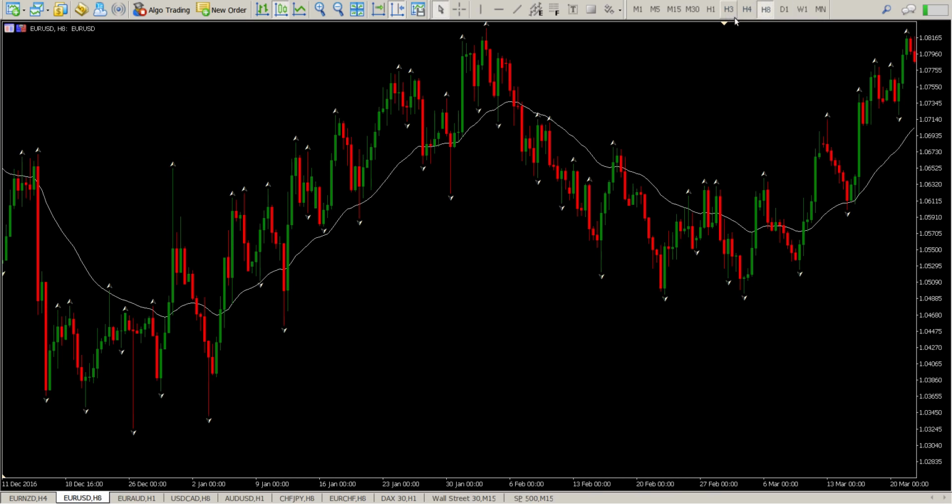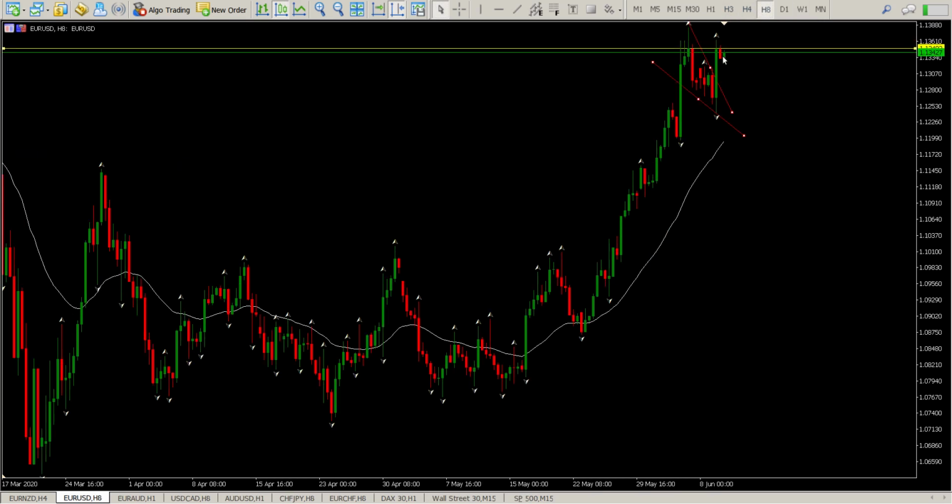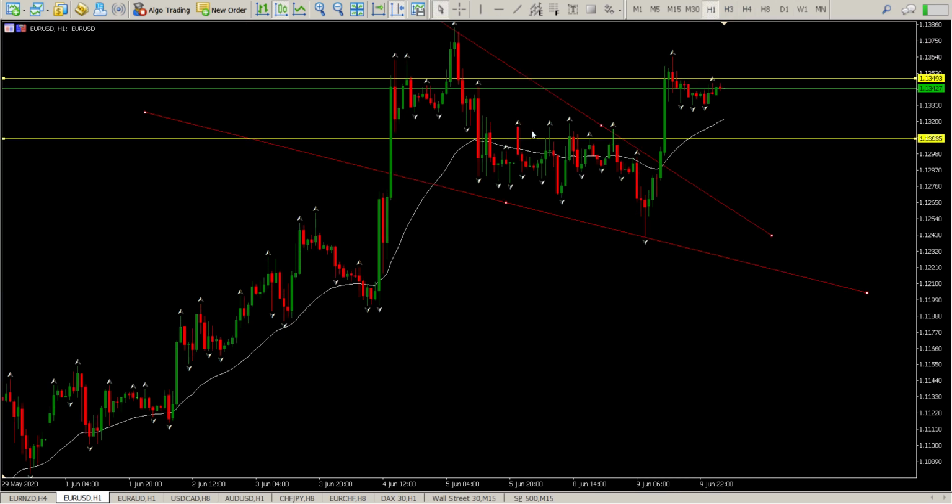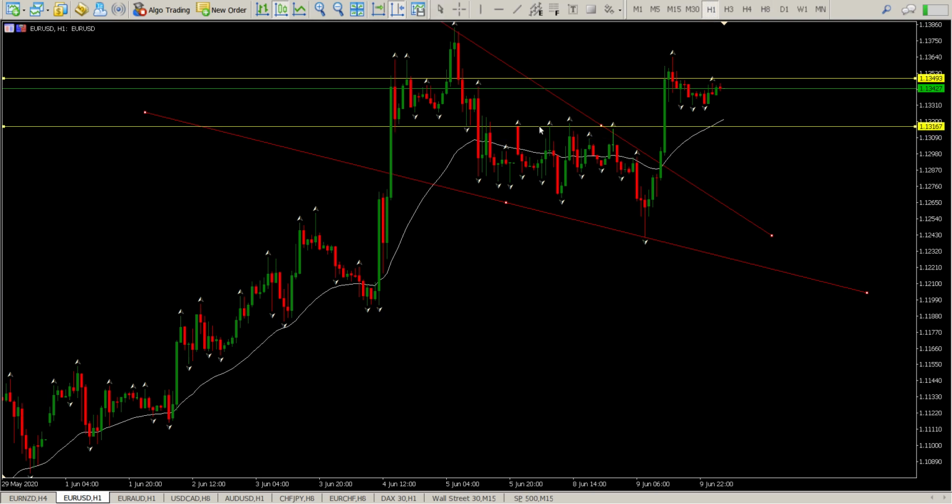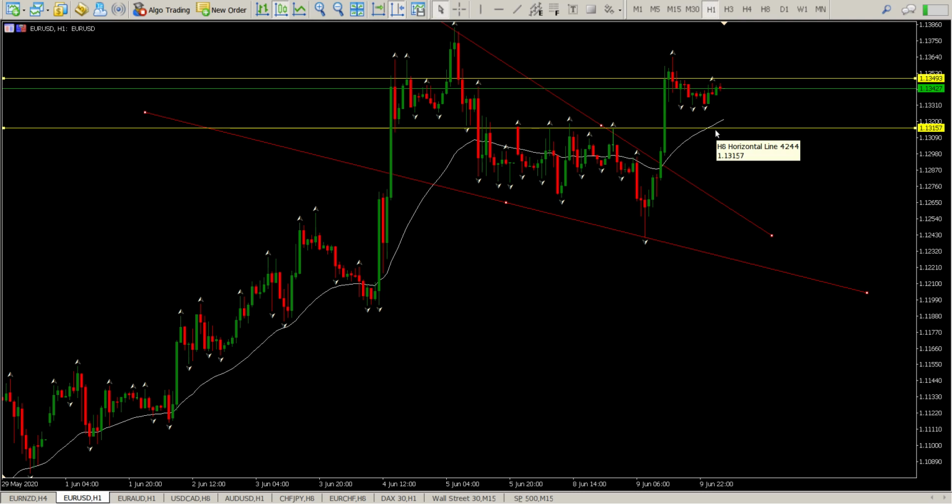Now, if you come back down to the 8 hour, you can see there's our flag break. What are we looking for? I'm looking for a retest of a level. And if I come down to the hour, you can see the retest of my level is going to be somewhere in this area. Okay, so that's kind of what I'm looking for. I'm looking for another bit of a pullback.